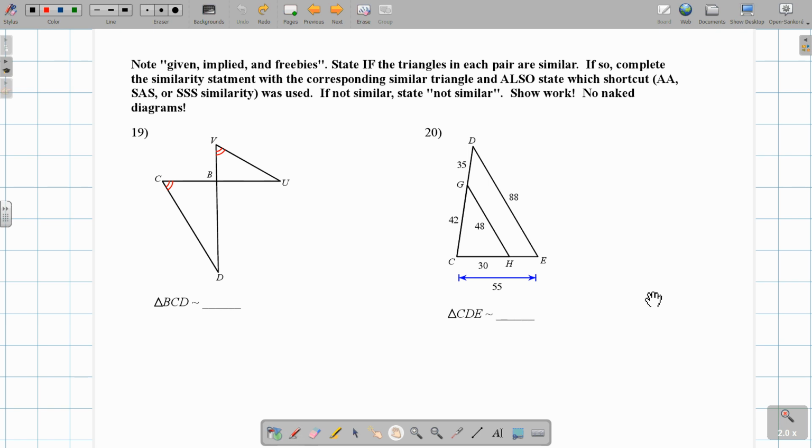It says, note the given, the implied, and the freebie. State if the triangles in each are similar. If so, complete the similarity statement with the corresponding similar triangle and state what shortcut, angle, angle, side, or side, side similarity. If they're not similar, say the words not similar. Show work, no naked diagrams. So I'm going to do 20 here with you. I recommend you get two different colors and let's pull it apart.